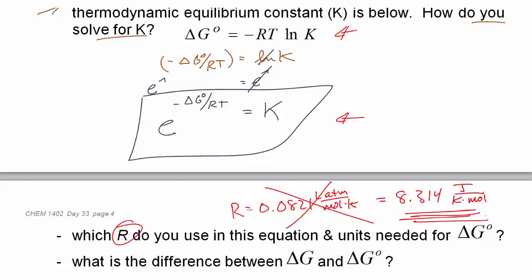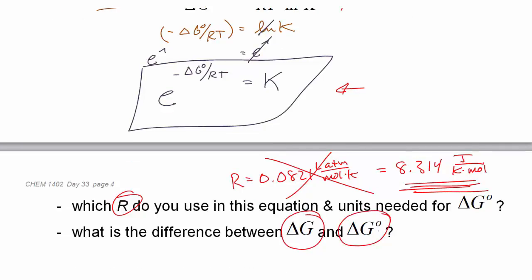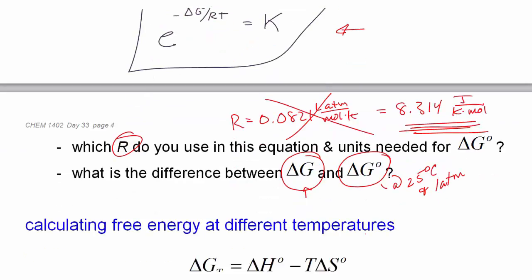What is the difference between Gibbs free energy change and standard Gibbs free energy change? Well, this one's at 25 degrees Celsius and 1 atmosphere pressure for everything. This one, well, it's not. It's not at 25 degrees Celsius and 1 atmosphere. Something changed. One of them is off, or both.